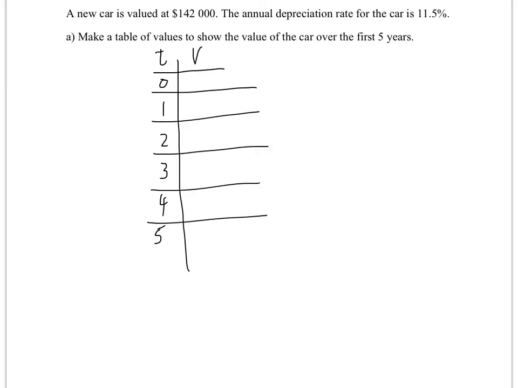When you buy the car, it's $142,000. Now, at the beginning of the first year after you bought the car, the value becomes 142,000 minus 11.5%. It goes down, so it's going to be 0.115 times 142,000. That's going to be the value of the car, which is going to be 125,670.